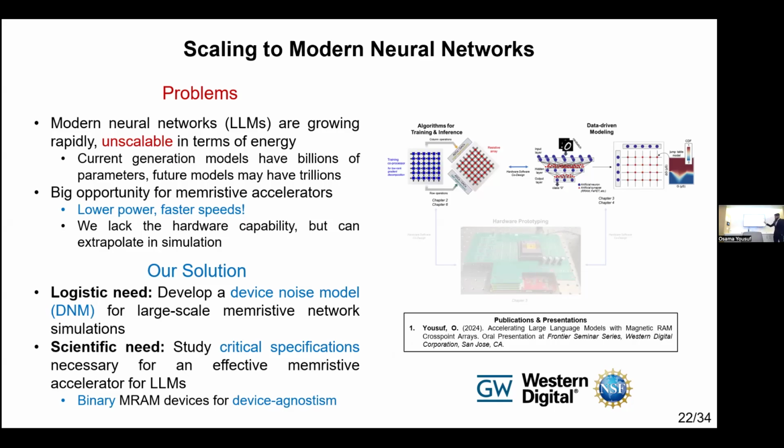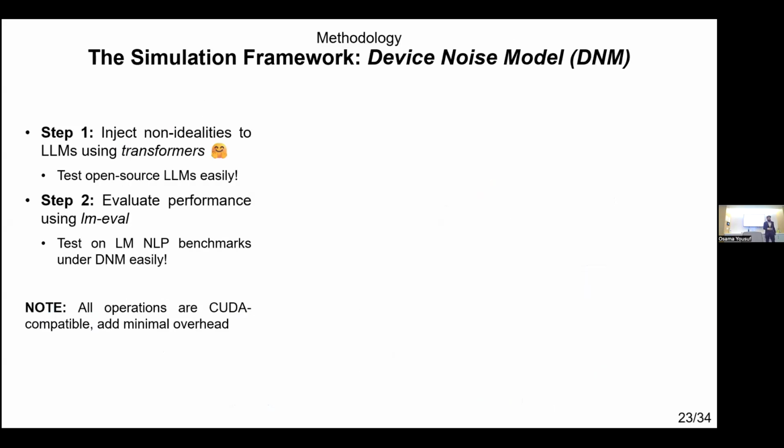There's a logistic contribution here in terms of the actual framework we built. There's also a scientific contribution, which is to actually study and derive critical specifications of actual devices that would be needed for a memristive LLM accelerator to be possible. So there are two key steps in the device noise model. First is that we inject noise sources that would be present into pre-trained transformers. And for this, we utilize the Hugging Face library for transformers.